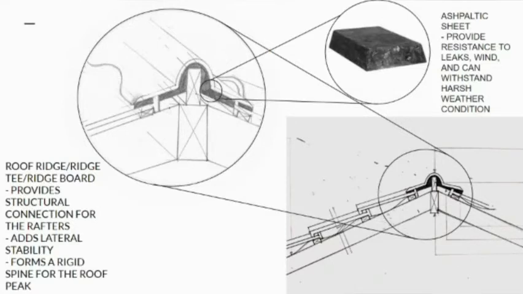Roof ridge, or ridge tee, or ridge board. The ridge provides structural connection for the rafters. They also add lateral stability from both sides, and it forms a rigid spine for the roof peak. Asphaltic sheet from the roof ridge provides resistance to leaks and wind, and can withstand harsh weather conditions.